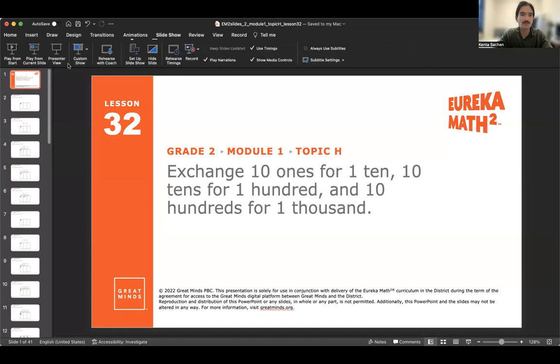Okay, let's start with a couple warm-up activities. Okay, so today we're going to continue working with place values, specifically focusing on changing, right? Counting ones until we get a 10, and then counting tens until we get 100.